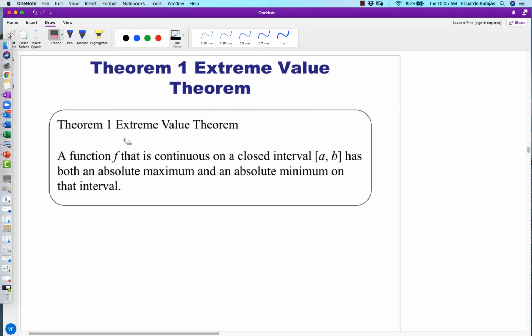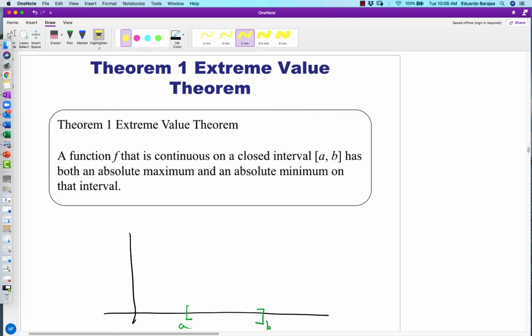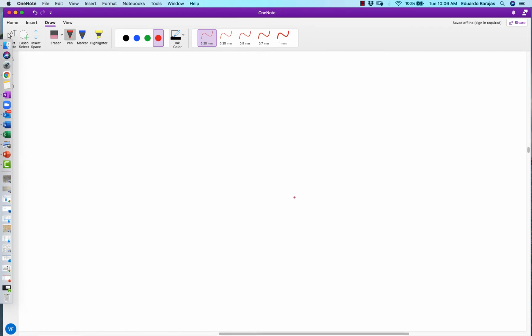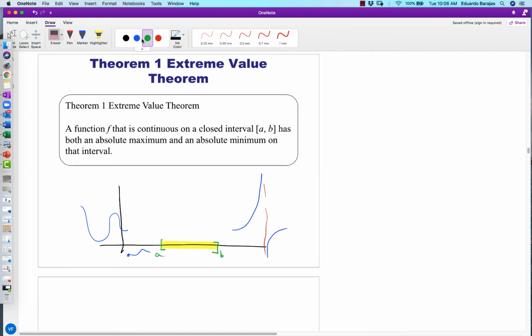So, for example, if we have a section from A to B, like this, so this is our little domain, the function can be doing all kinds of things outside of that region, but we're only interested in this region here. Maybe our graph is doing this over here, it could be broken over there, maybe it shoots off to infinity over here and comes back from over there, maybe there's a vertical asymptote over there. Who knows what the graph is doing outside of this little region, but all we care about is this little segment from A to B.